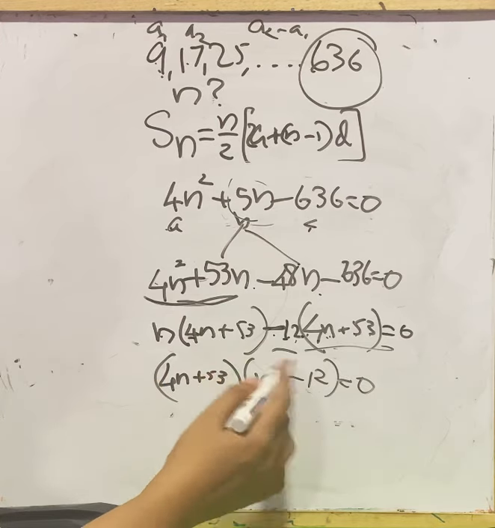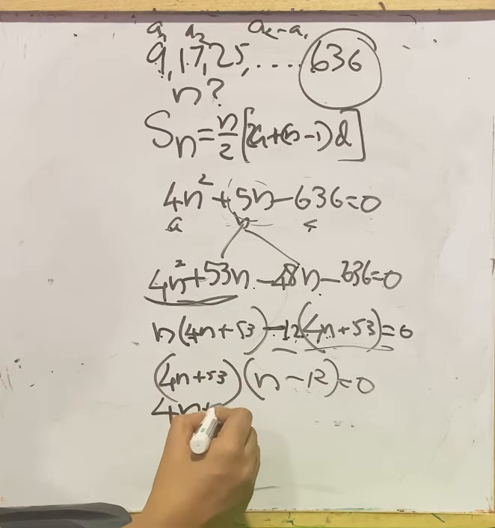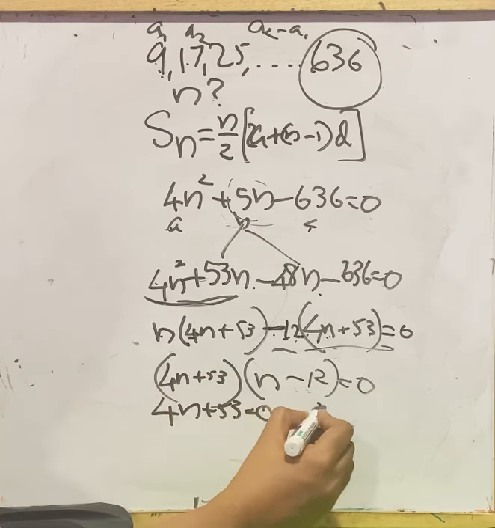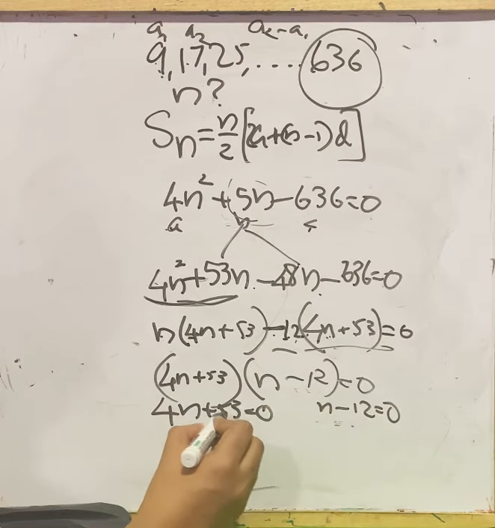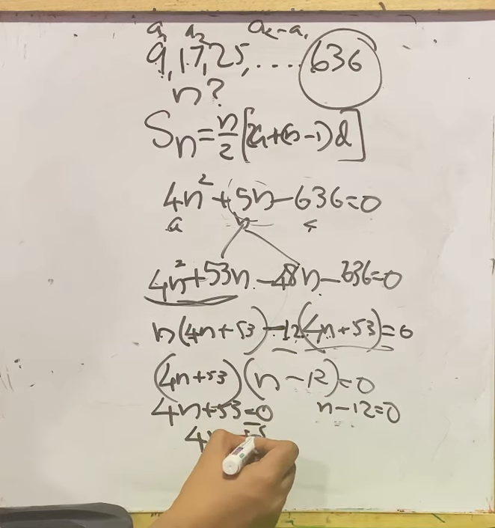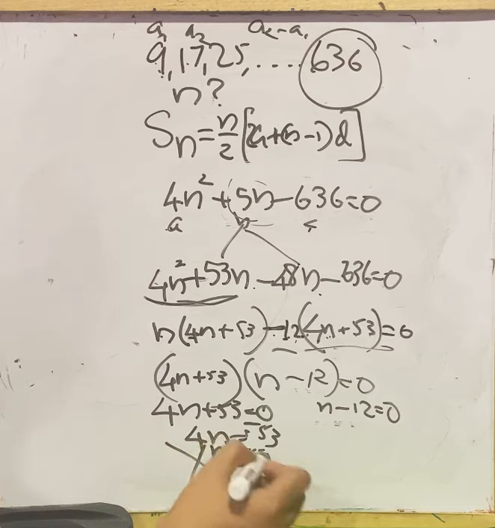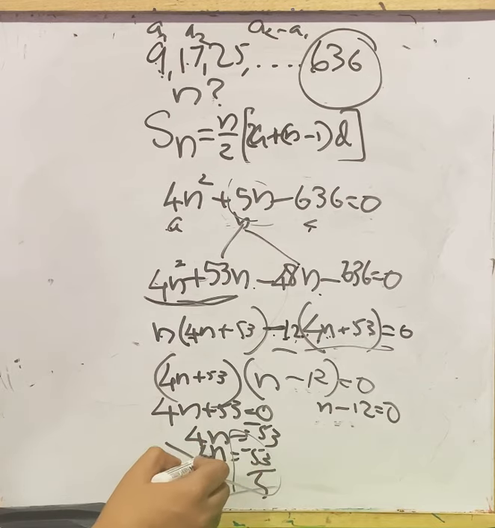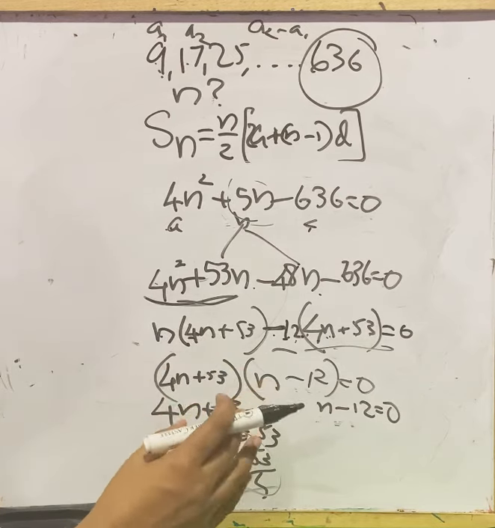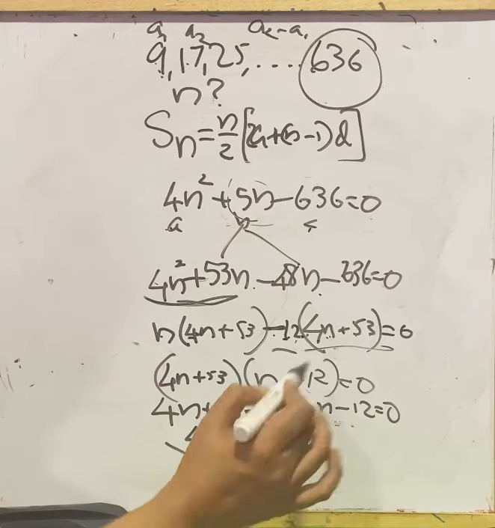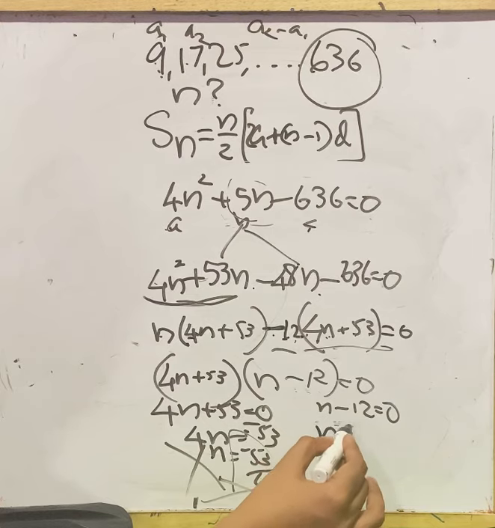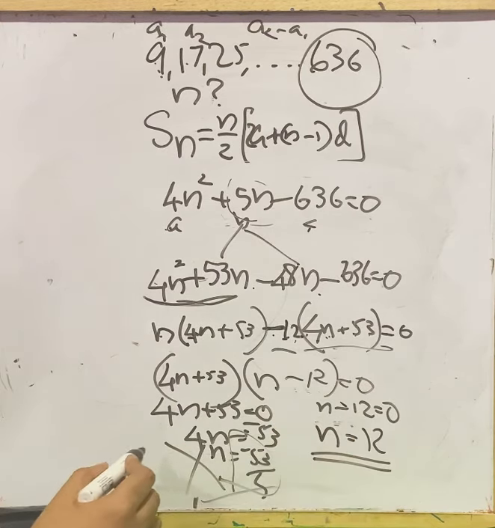Equate each term to 0, that is 4n plus 53 equal to 0 and n minus 12 equal to 0. Here 4n equal to minus 53, taken to that side. n equals minus 53 by 4. You don't need to consider this. This is a negative value for n. n means the number of terms, that is a counting number, so it will always be positive. So you don't need to consider this. Here we have n minus 12 equal to 0, taken to that side, n equals plus 12. So the number of terms will be 12.